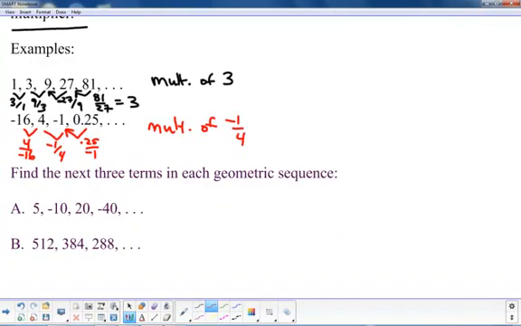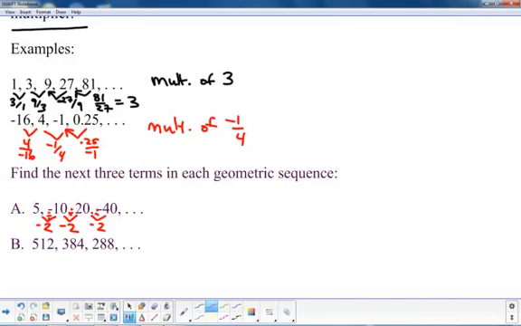Then we're going to find the next 3 terms. So we need to figure out what our constant multiple is. Negative 40 divided by 20 is negative 2. 20 divided by negative 10 is negative 2. Negative 10 divided by 5 is negative 2. So again, we're getting this by dividing. So we would multiply to go forward.